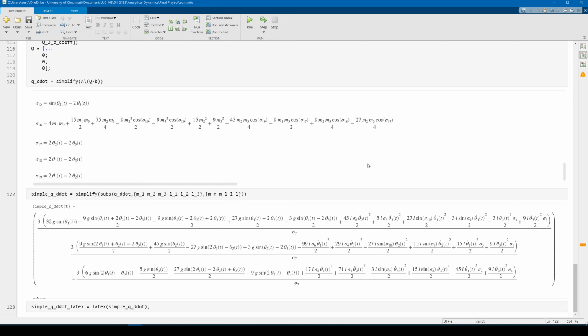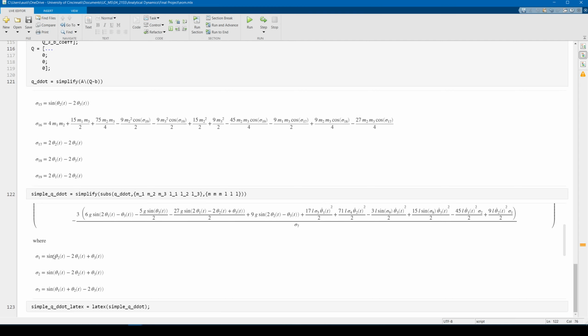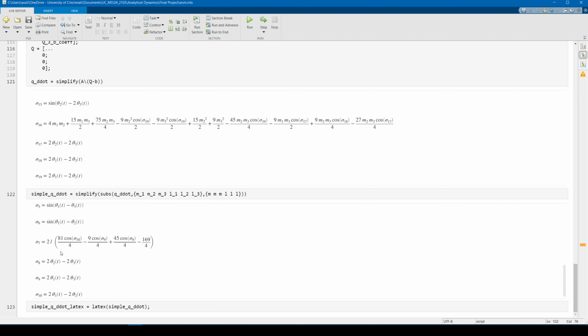When we make that simplification, our equation gets a lot shorter, and you can see we have the 3 equations here for theta double dot 1, theta double dot 2, and theta double dot 3. We still had to substitute in some sigma 7 here, sigma 3 over here. All those substitutions are defined down here. And then here we put those equations into something that we can use in LaTeX. So let's get back to the presentation.